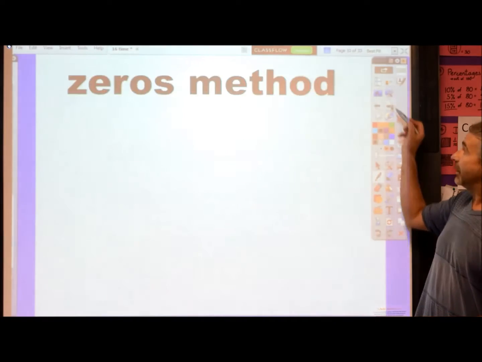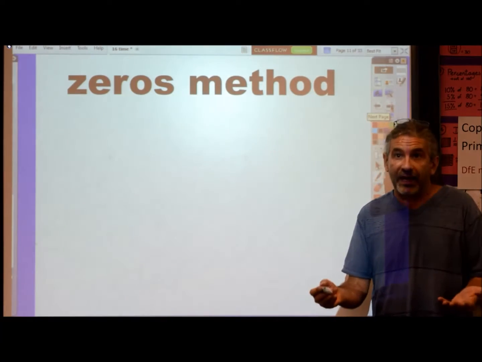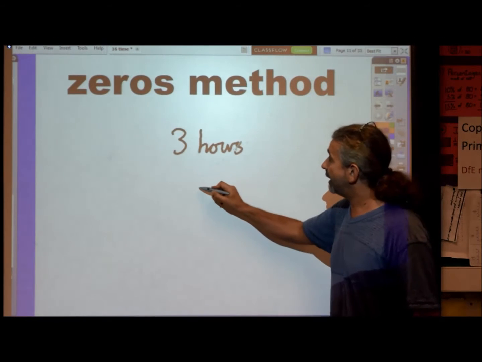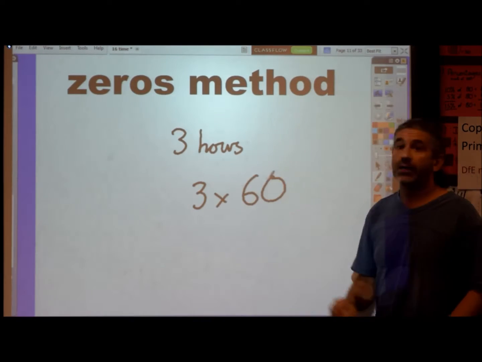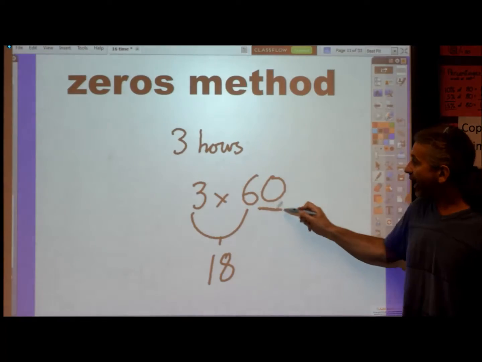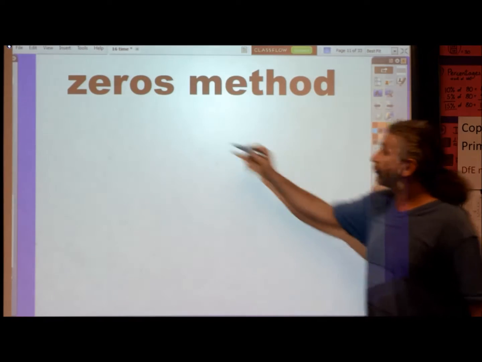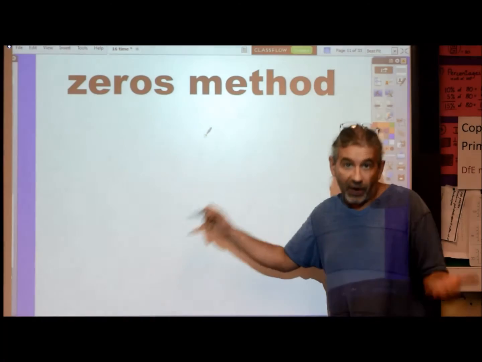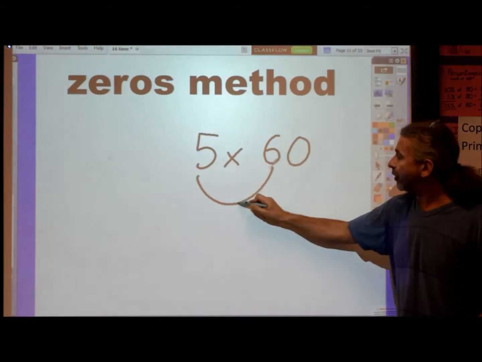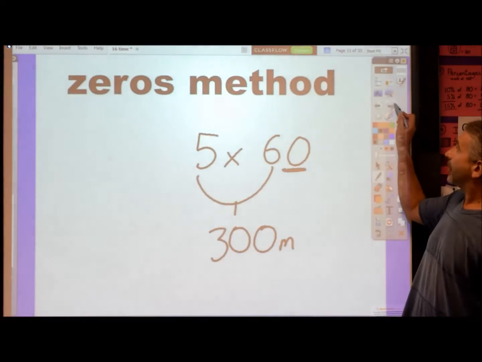is 60. Now, you can use the zeros method to work out how many minutes in an amount of hours using the 6 times table. So, in 3 hours, there is 3 times 60 minutes. Well, if you know that 3 times 6 is 18, then just add the 0 from the sum, it's 180 minutes. Or, for example, if you want to work out how many minutes in 5 hours, it's 5 times 60. 5 times 6 is 30. Add the 0 from the sum, 300 minutes.